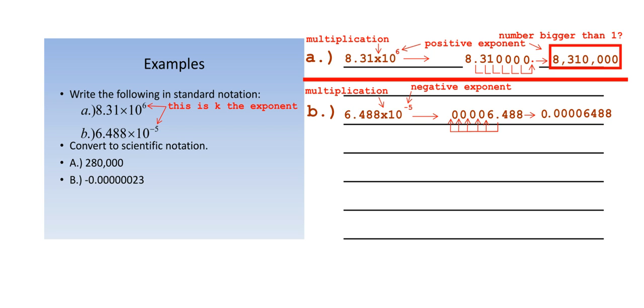So once again, 0.00006488 is our value. Notice I didn't mention the first 0. Okay, that's our final answer for that one. So let's go to the next one.